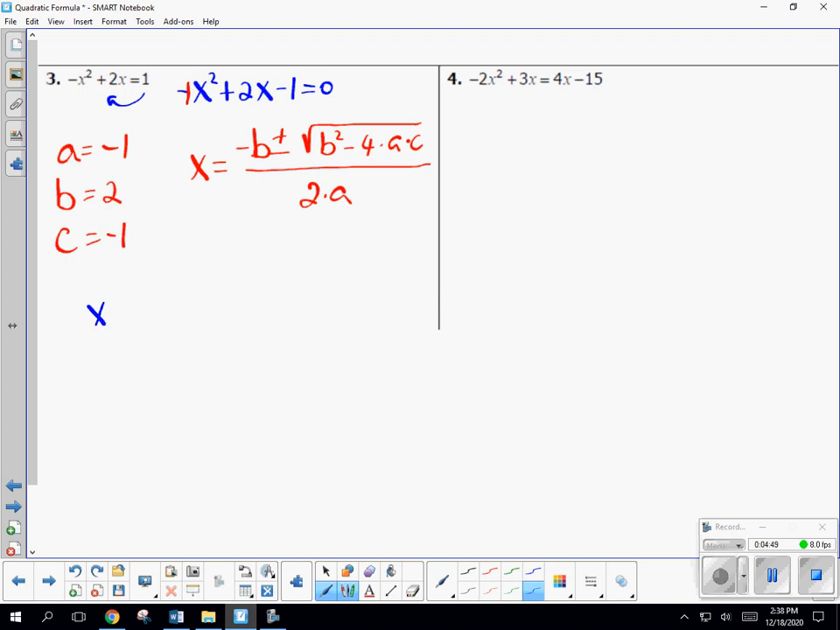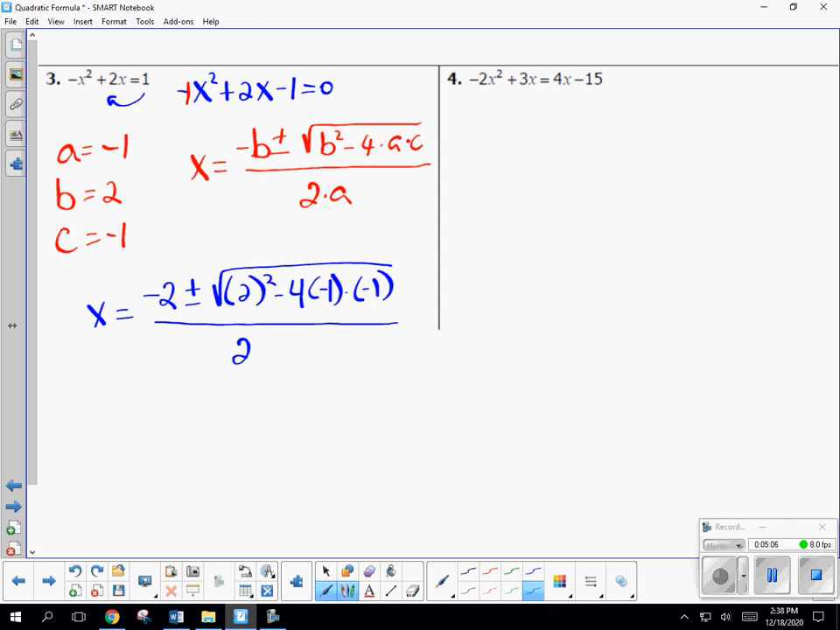All right, so x equals negative our b value, which is 2, plus or minus the square root of 2 squared minus 4 times negative 1 times c, which is also negative 1. All of that divided by 2 times our a value, which is negative 1. Now let's start to simplify.